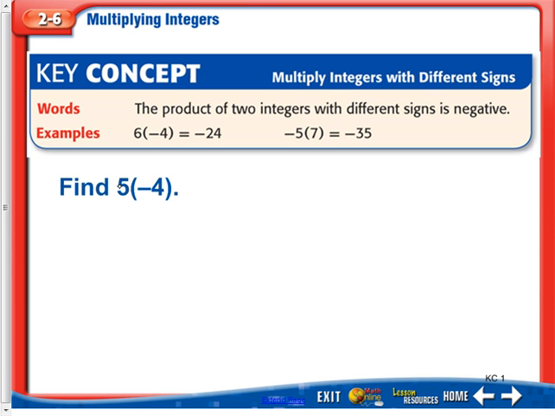Okay, so 5 times 4 is obviously 20. But then I have one negative, so the answer is going to be negative 20. Okay, so all you got to do is count them. If you have an odd number, it's negative. An even number is positive.